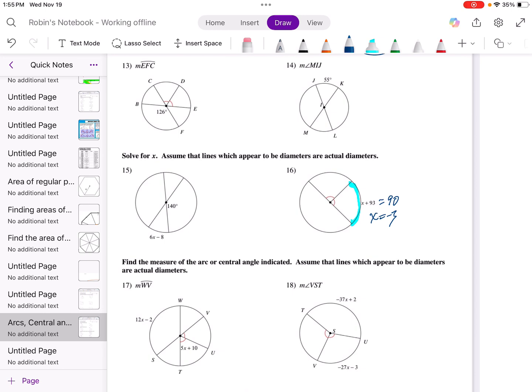When you get back from the Thanksgiving recess, you'll also learn about inscribed angles, which is what in the world happens if it's on the edge. Okay, so that's what you have there.